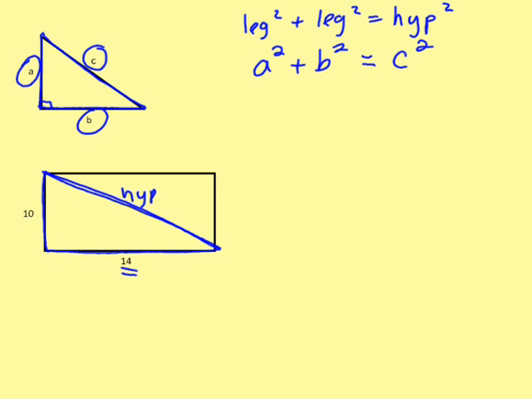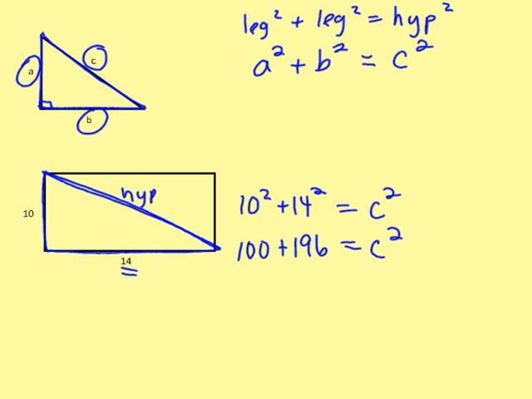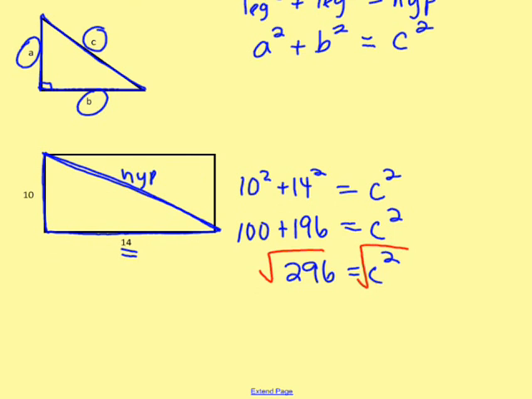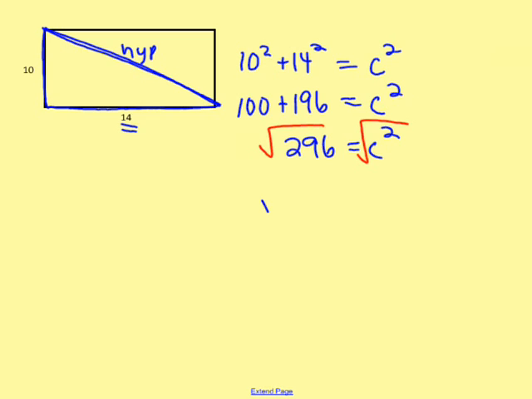To figure out exactly what it is, we square the legs: 10 squared plus 14 squared has to equal our hypotenuse squared, c squared. So we have 100 plus 196 equals c squared, so 296 equals c squared. Now we're going to take the square root of both sides. This is when we would normally put plus or minus in front of it, but since c represents the length of a side, we're not going to put plus or minus. We can't have a negative hypotenuse. So the length of that side is the square root of 296.